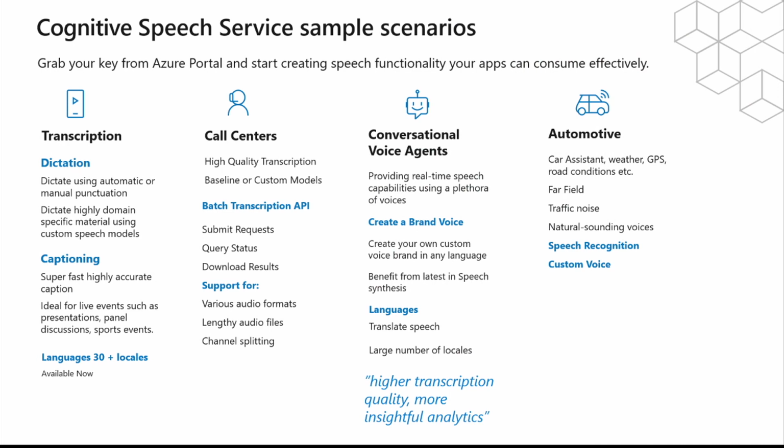So in terms of scenarios that we support, there are features for dictation. You can use our service to select between manual punctuation or automatic punctuation, and there are several ways you can deal with profanity. You can use the real timeliness of the service to get live captions for your scenario, to caption your live events, for example. And you can do this for all the locales that we actually offer.